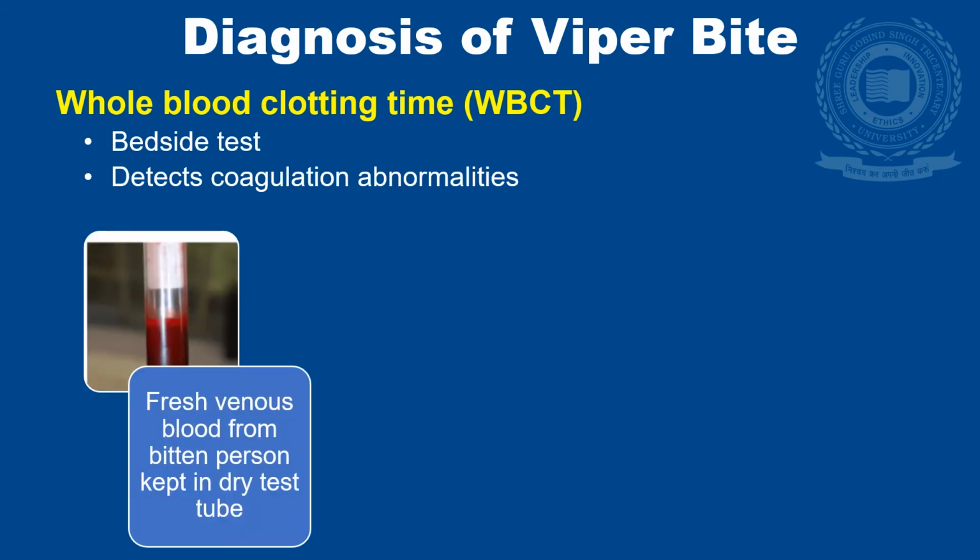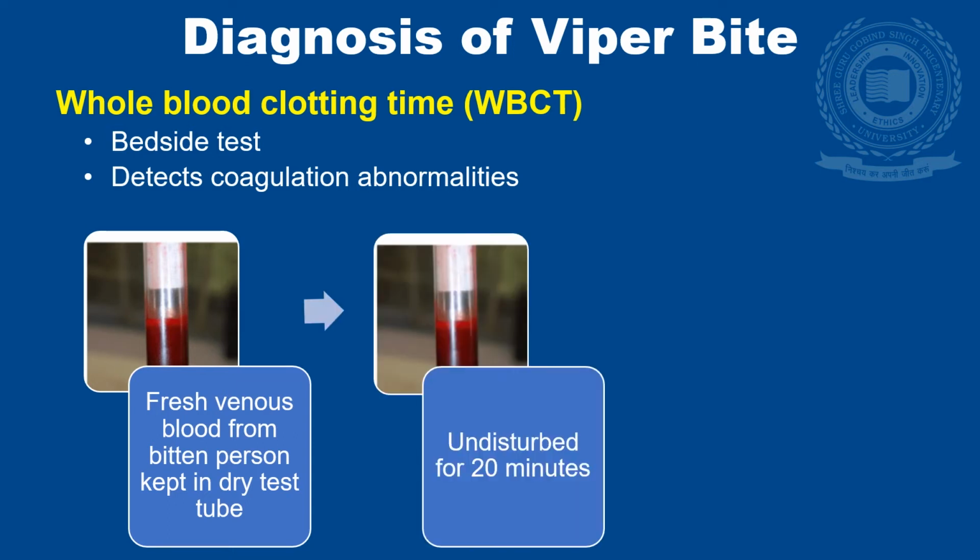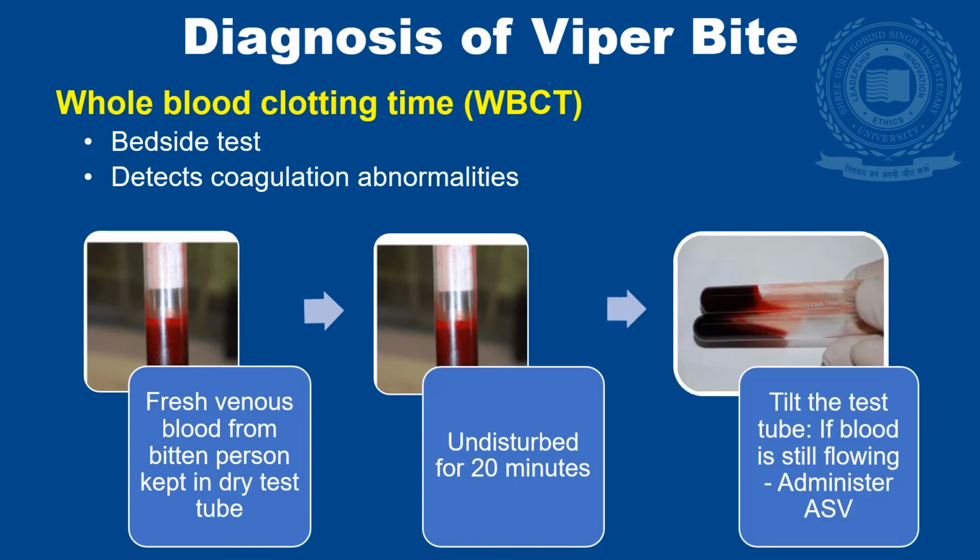In this test, we take fresh venous blood from the victim bitten by the viper, and we keep this in a dry test tube. We keep this test tube undisturbed for 20 minutes. Then we tilt the test tube and see if blood is still flowing. If blood is still flowing, that means it has not coagulated. That means the effect of viper venom is still present, so we must continue with anti-snake venom. So this test is very important treatment-wise.